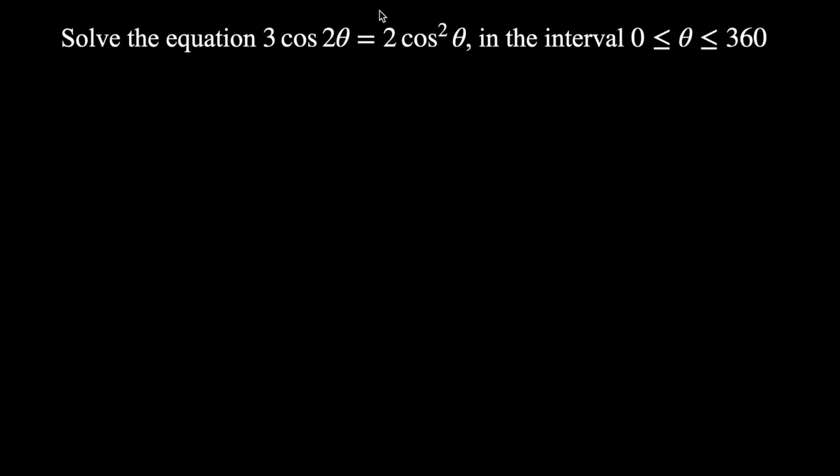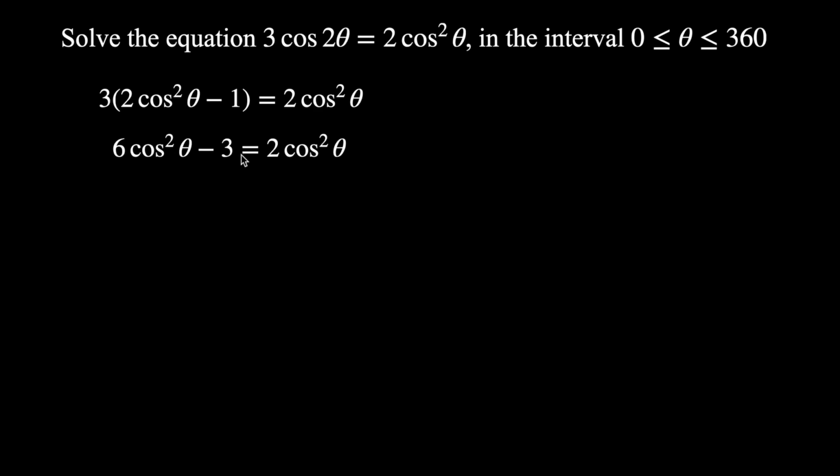Well, we want all of this in terms of one trig function, so I'm not going to use 1 take 2 sine squared or cosine squared take sine squared. The one I'm going to use is 2 cosine squared take 1. So plugging that in for cosine 2 theta, it will all be in terms of cosine squared. Expand out the brackets. 3 times 2 cosine squared is 6 cosine squared. 3 times negative 1 is negative 3. So we get 6 cosine squared take 3 equal to 2 cosine squared theta.